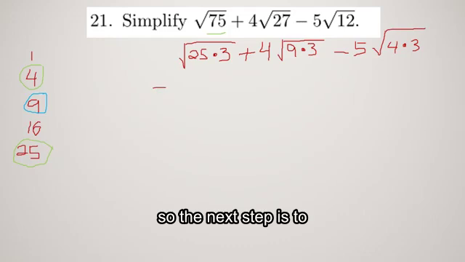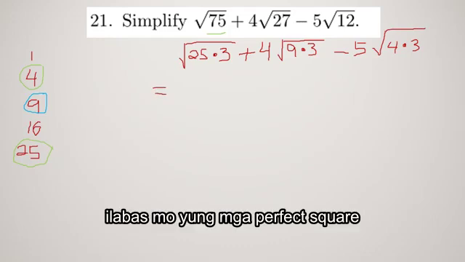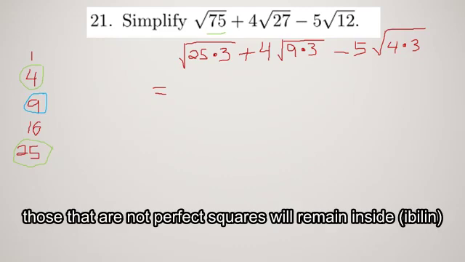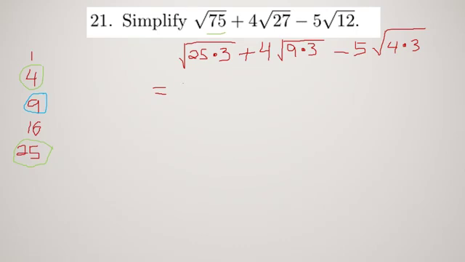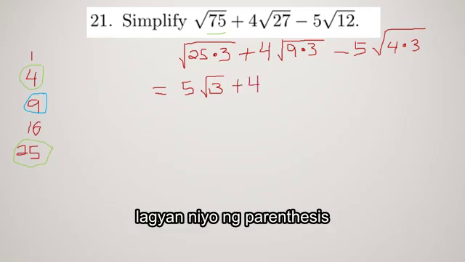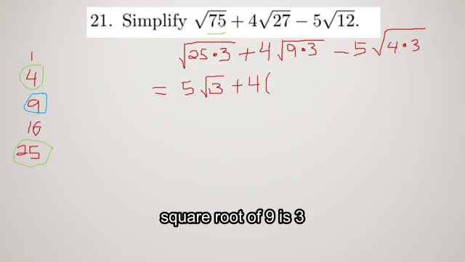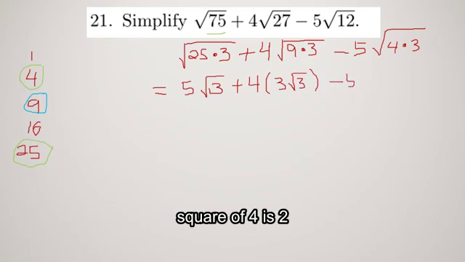So, the next step is to ilabas mo yung mga perfect square. Tapos, ibilin tong mga dili perfect square. So, square root of 25 is 5, right? So, labas yan. Tapos, yung 3, hindi, so mabilin na siya dira. Plus 4 times, lagyan nyo ng parenthesis, square root of 9 is 3. Tapos, yung square root of 3, mabilin yapon. Next, minus 5. Square root of 4 is 2. Then, mabilin ang square root of 3.